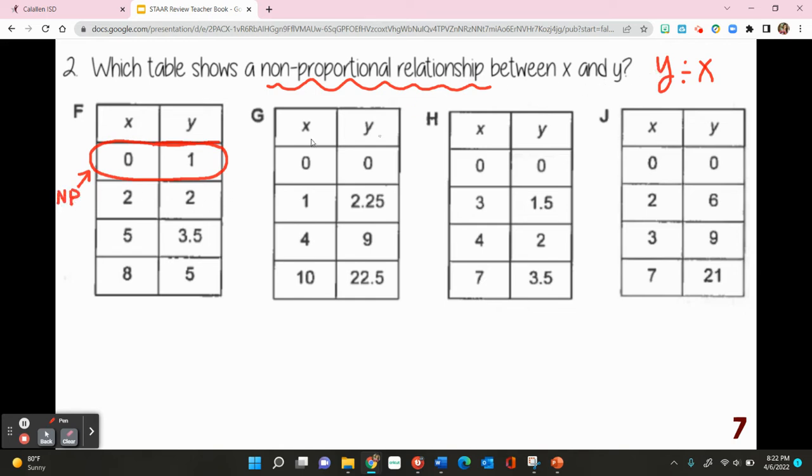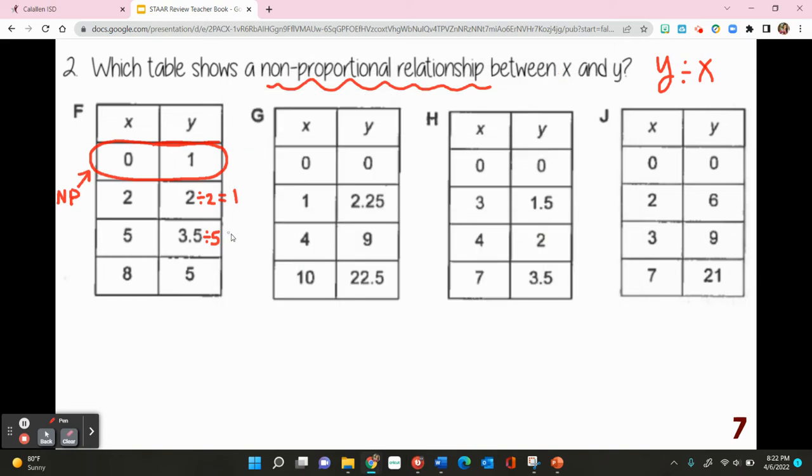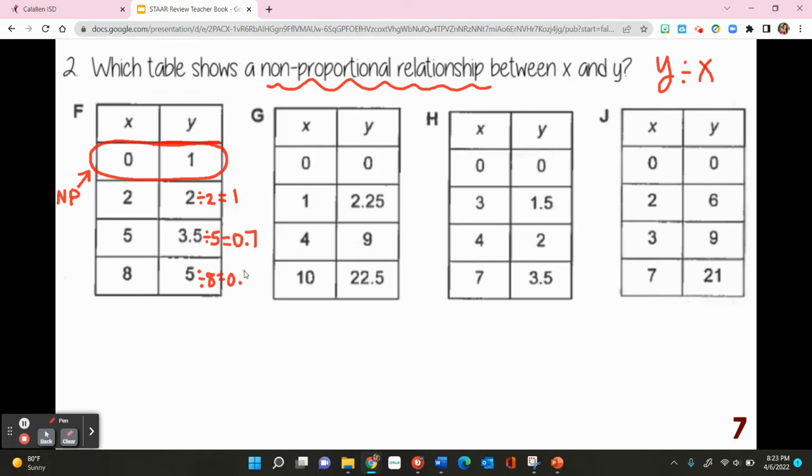But to prove it to you by doing y divided by x, I'm going to take 2 and divide it by 2. When you take 2 divided by 2, it gives you 1. When we continue, 3.5 divided by 5 gives you 0.7. If I continue, 5 divided by 8, you get 0.625. So here I see that they are all different, and again, this table is non-proportional.